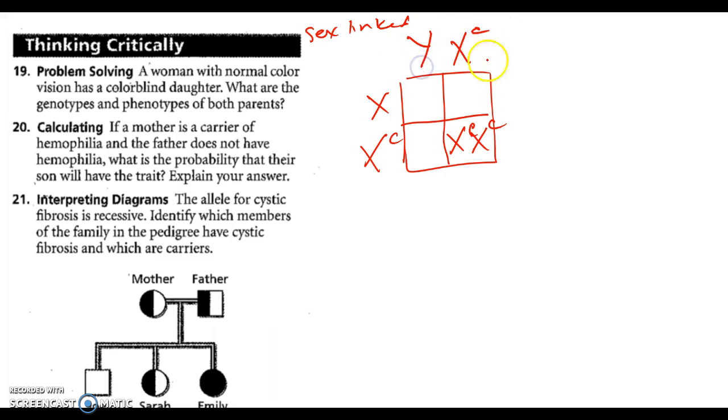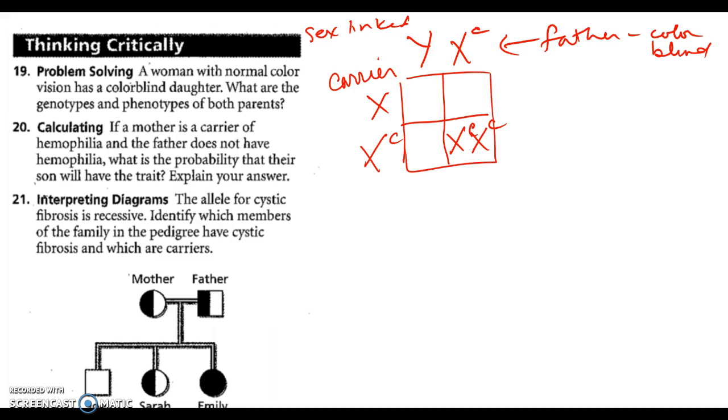I'm going to write the XY backwards. And the father would have been colorblind. So the father's colorblind, and the mother is a carrier. A carrier is someone who has the recessive allele but does not have the disease.